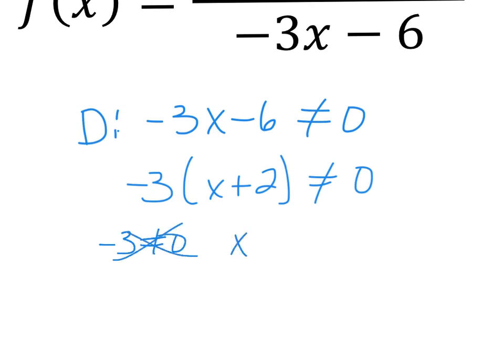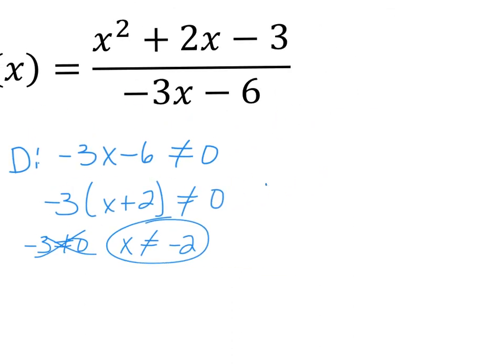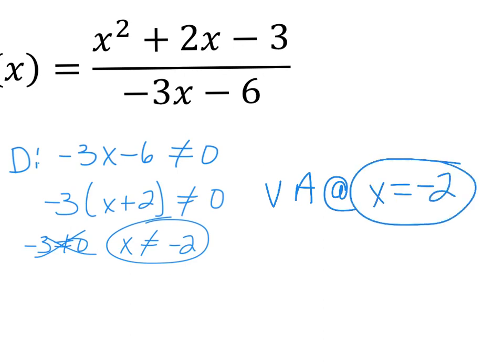Look, negative 3 cannot be 0. So x cannot be what number? Negative 2. Good. So my vertical asymptote occurs then where? At x equals negative 2. Do you guys notice this is not equals, this is equals? Make sure you're on top of that.